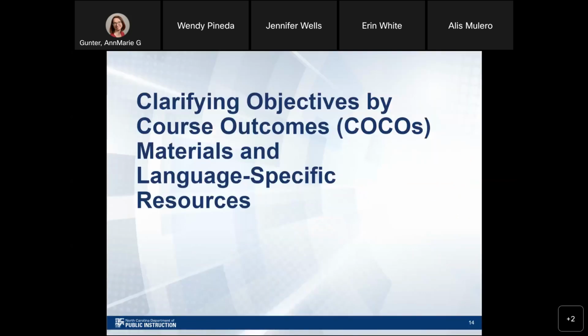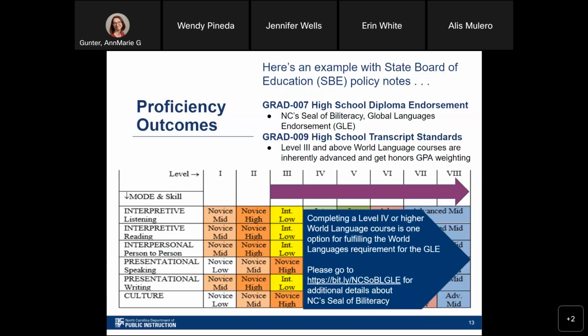All right, so that's B, the bridging documents and all of our proficiency outcomes. Before we move on to the C in our orientation this morning, are there any questions about this or about the policies?